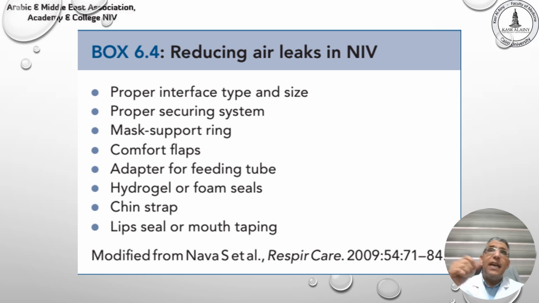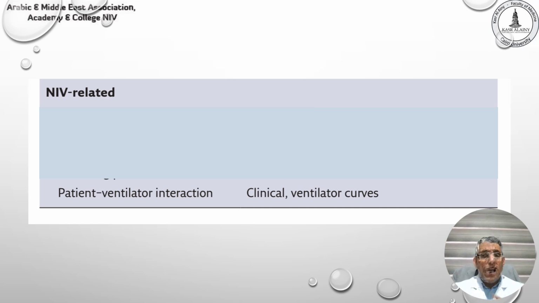Also, if there is a Ryle's tube or feeding tube, I have to use an adapter for the feeding, because the feeding tube will magnify the leak. If it is present, I can use a hydrogel or foam seal, a chin strap in some, or lip seals or mouth taping in some patients. These are the leak measures. What about patient-ventilator interaction?